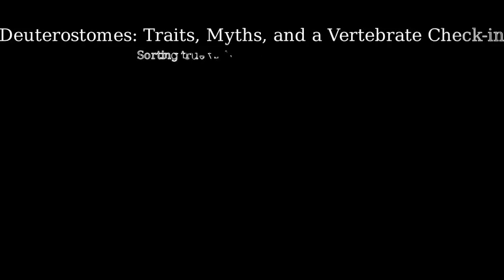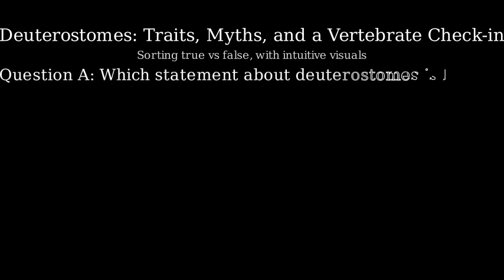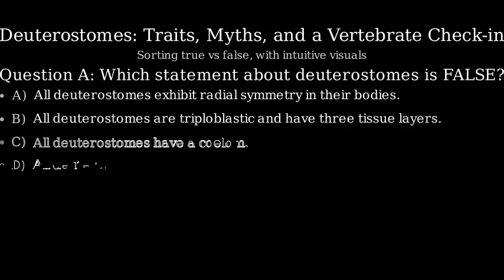In this lesson, we will answer a common biology question about deuterostomes, and then connect it to a related vertebrate evolution question. Question A. Which of the following statements about deuterostomes is false? We will list the 4 options, then reason visually and conceptually. Here are the 4 statements.